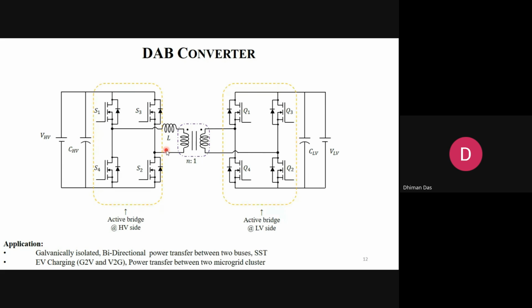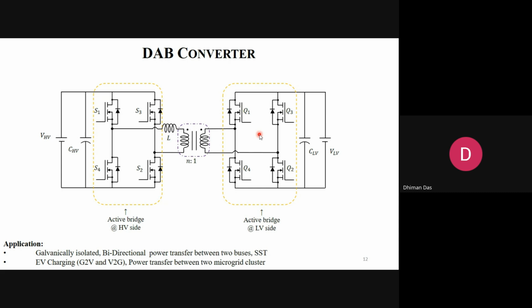Now at the secondary side in the LLC converter, there is either a diode bridge or a synchronous rectification. But here, in the case of dual active bridge, we are exciting both windings of the transformer with two active bridges. One active bridge at the primary side, another active bridge at the secondary or low voltage side. One is the high voltage side, the other is the low voltage side.